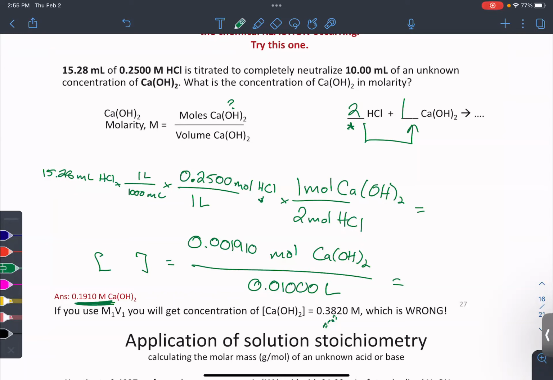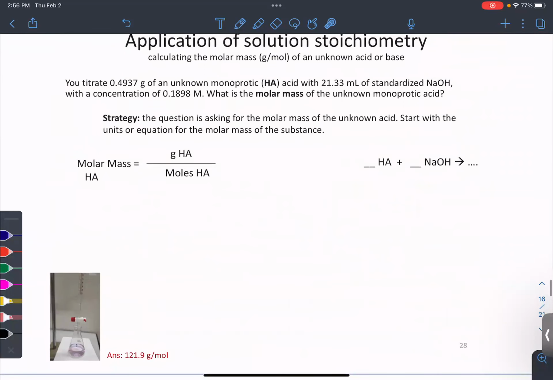So why not guess and just learn the chemistry and the stoichiometry behind it? You're taking a known amount of one substance, using stoichiometry to get to the mole amount of the unknown substance. So it's all about inspecting units. The last application of stoichiometry here is calculating the molar mass of an unknown acid or base in a neutralization reaction. And again, it's inspecting the chemical equation that's happening.